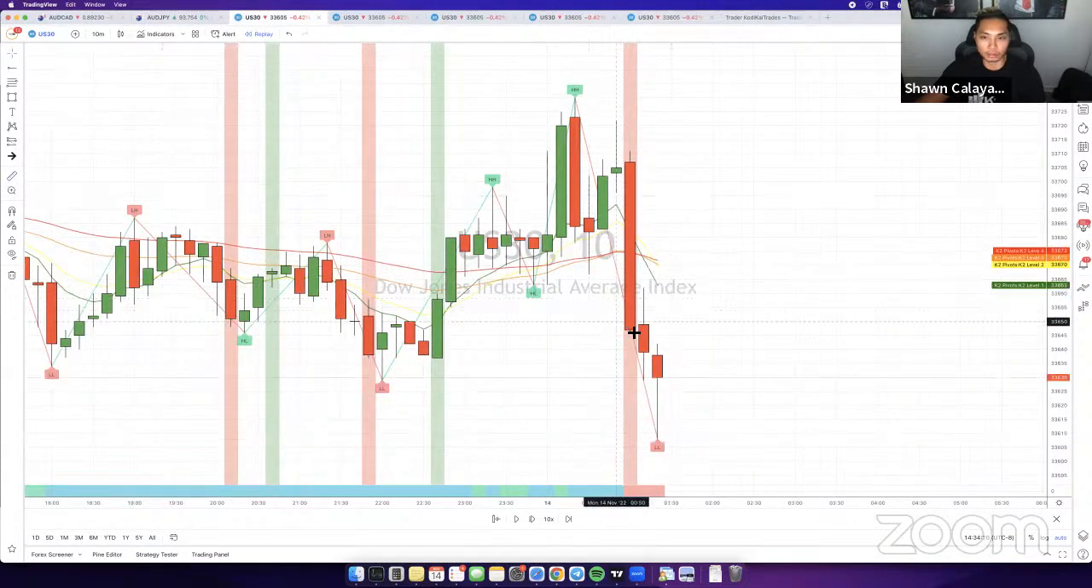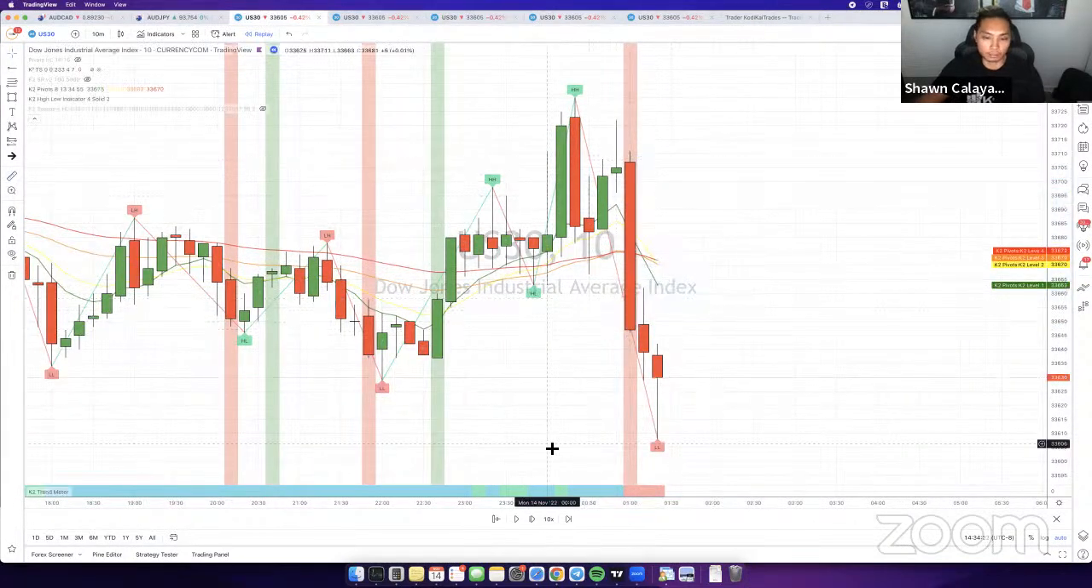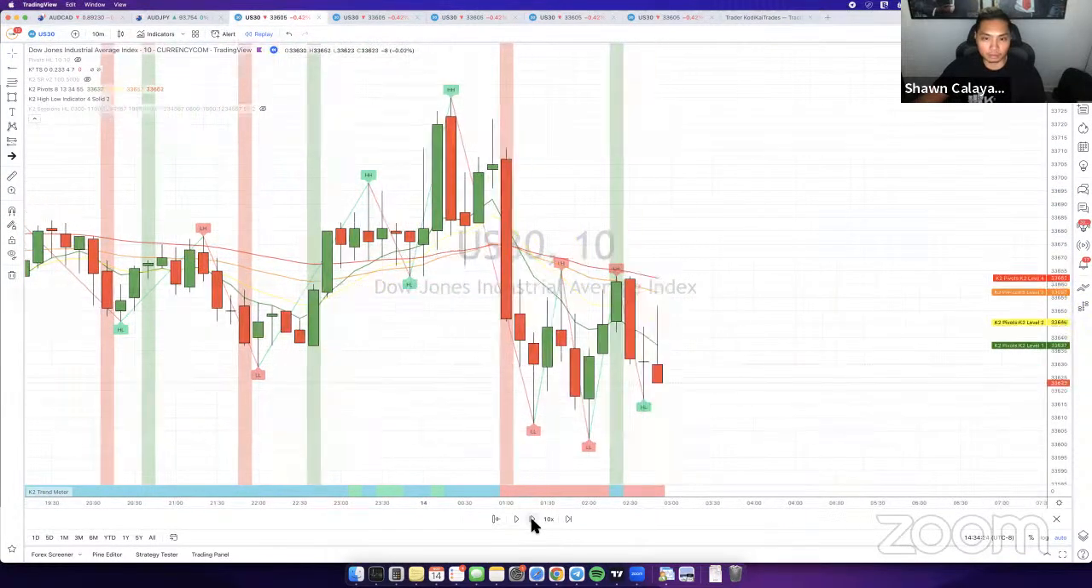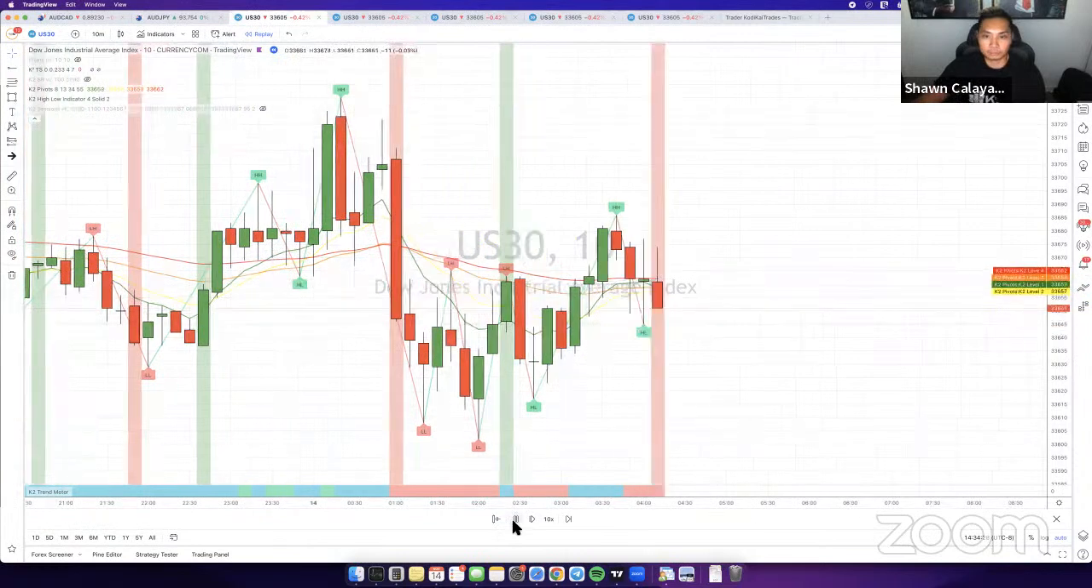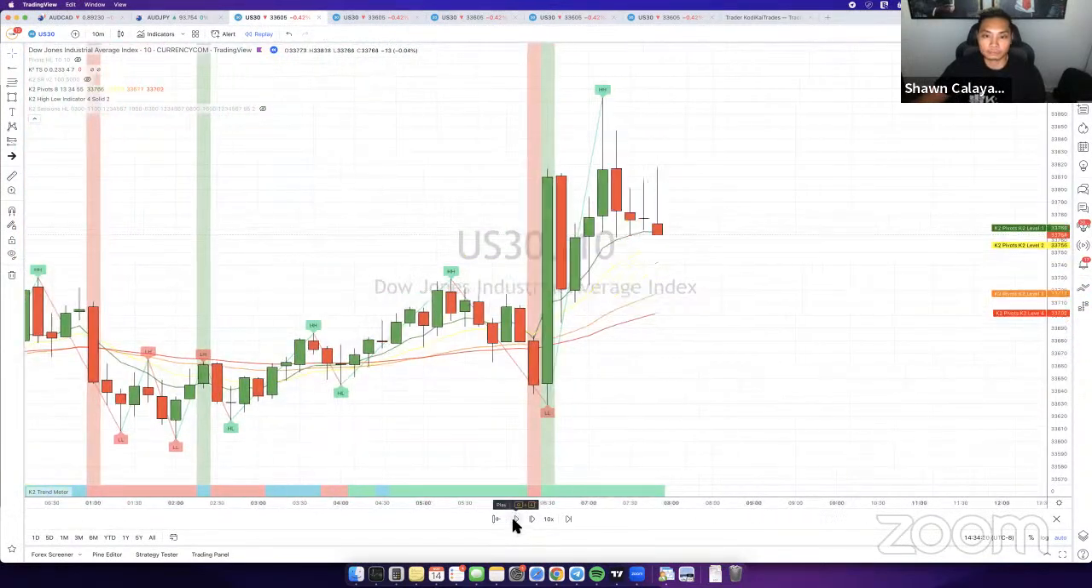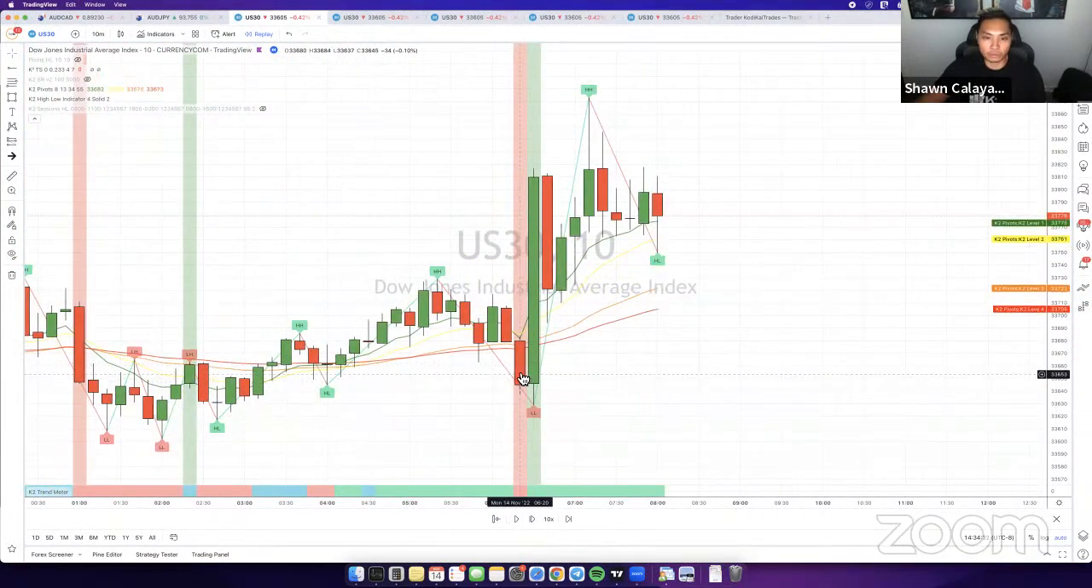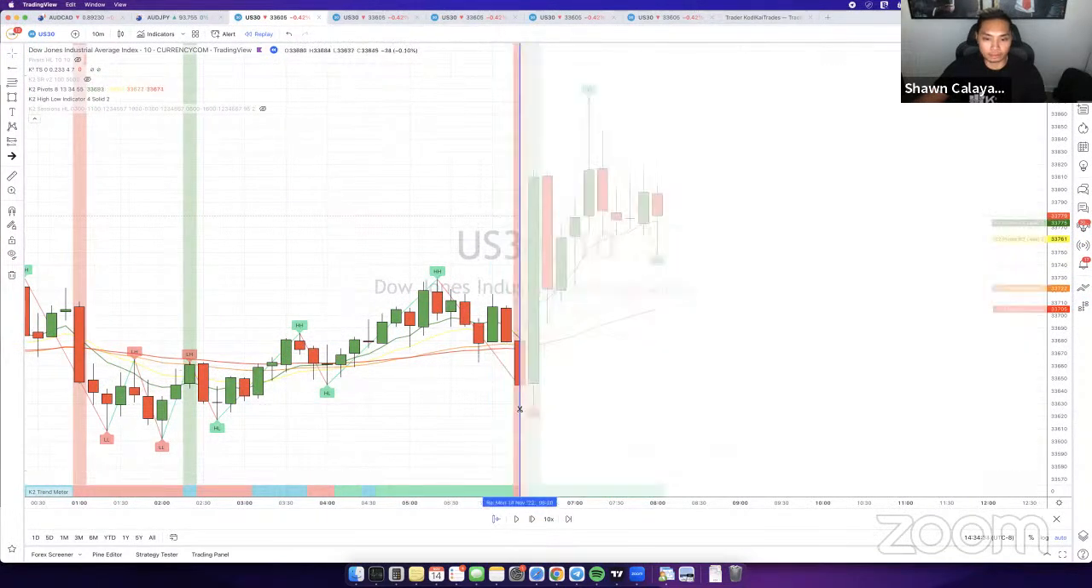Also, the candle's too big. Candle's like a 600 pip move compared to the other candles. No entry there. No entry here. This red candle right here is also not a downtrend.